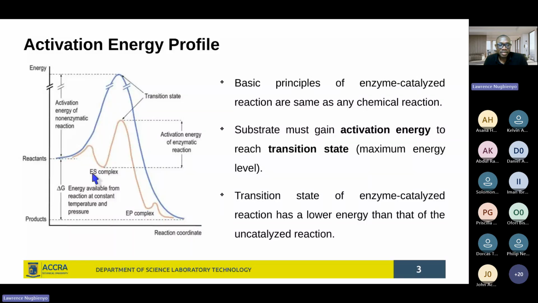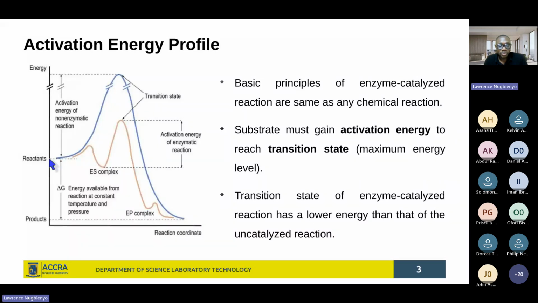But if you see a reaction, the orange line that is having a lower transition state, what it means is that it requires a lesser amount of energy to reach a transition state, so that the reactants will react between themselves and form a product. So that can occur in a shorter time.